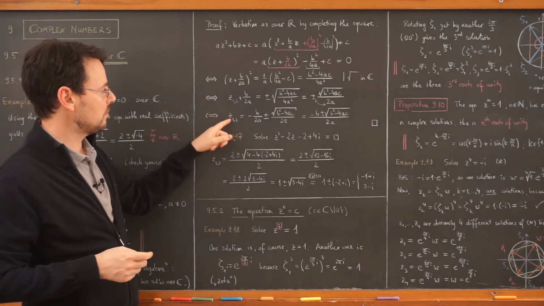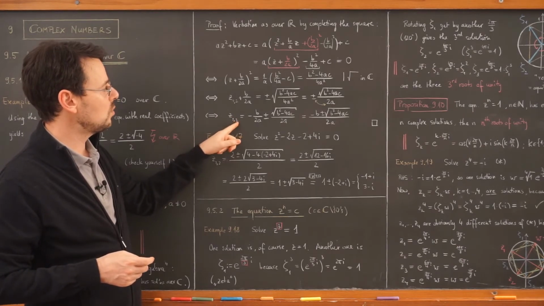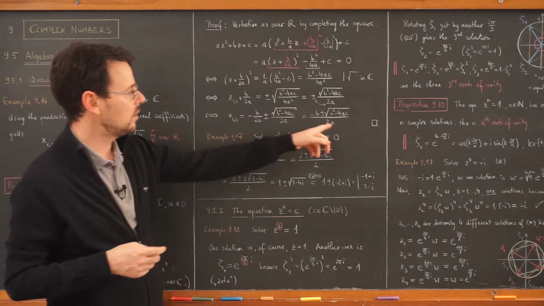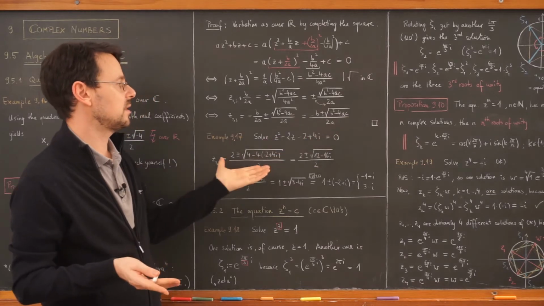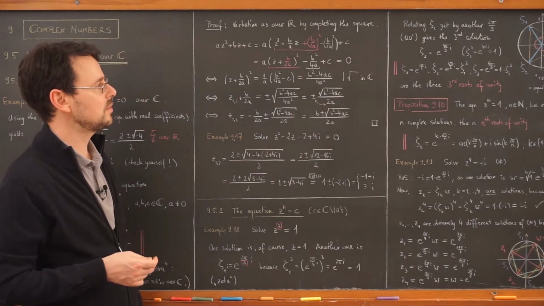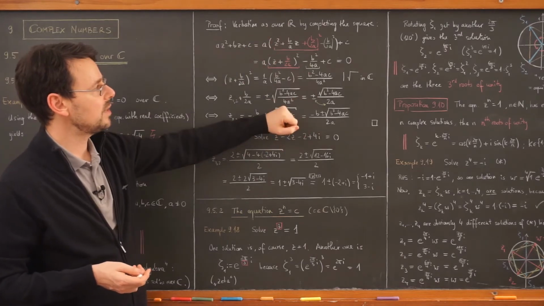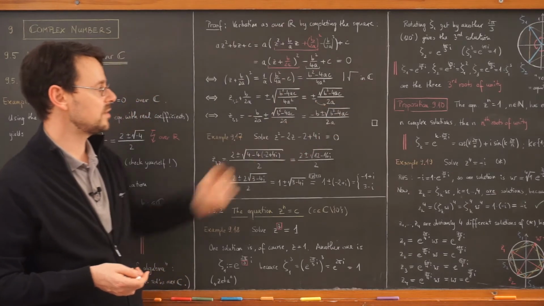And then I can solve for z sub 1 and z sub 2. I simply bring this to the other side, and then finally I write it as one fraction, and that's it. That is the proof of the famous quadratic formula. As I said before, it's the same as over the real numbers, with this exception here that it always works.